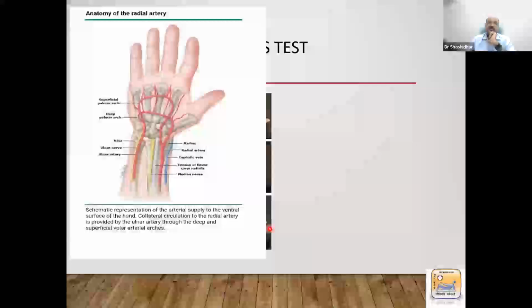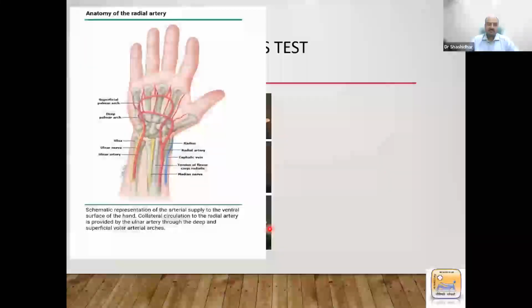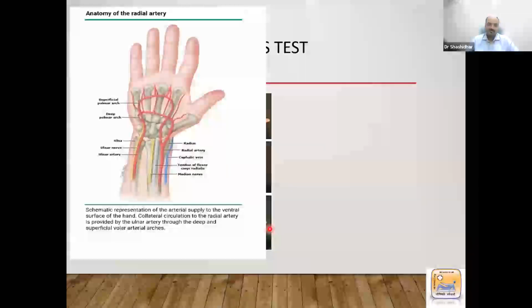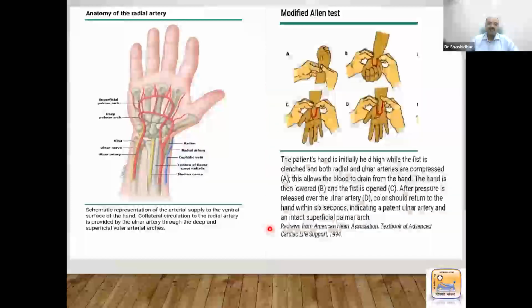So this is the Allen's test, modified Allen's test, which I was talking about. There is an intrinsic mechanism in the body. If you are blocking the radial artery by thrombus, the ulnar artery takes over because there is an anastomosis in the deep palmar arch. Suppose there is some anatomical variation and this ulnar artery is not there, or the arch is not fully developed, the hand can go in for gangrene.